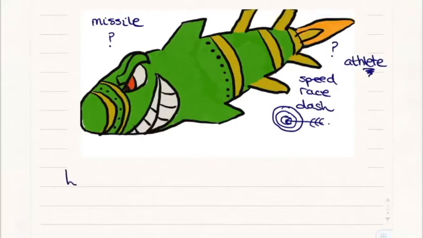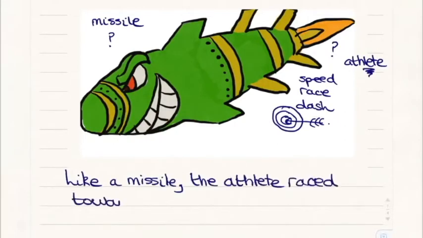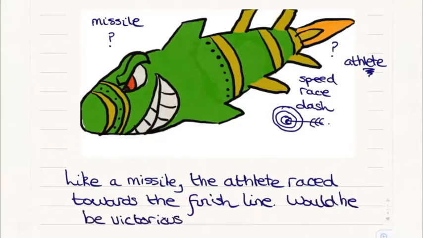Here we go. Like a missile, the athlete raced towards the finish line. Would he be victorious? So I've compared a missile with an athlete because they both speed, race, and dash. Looks good to me. What do you think?